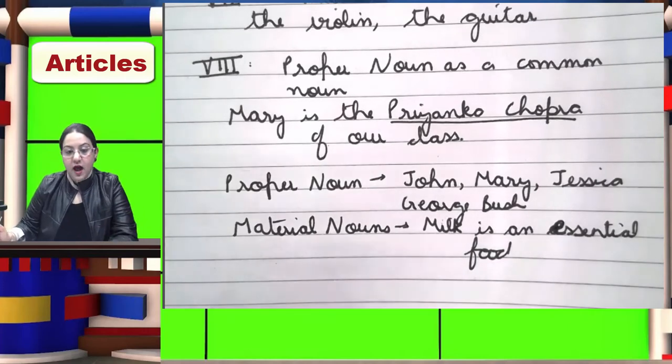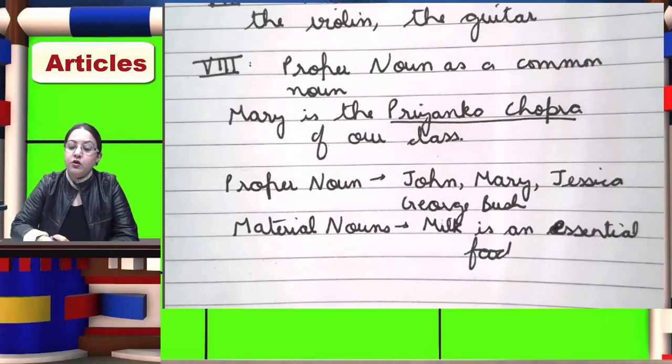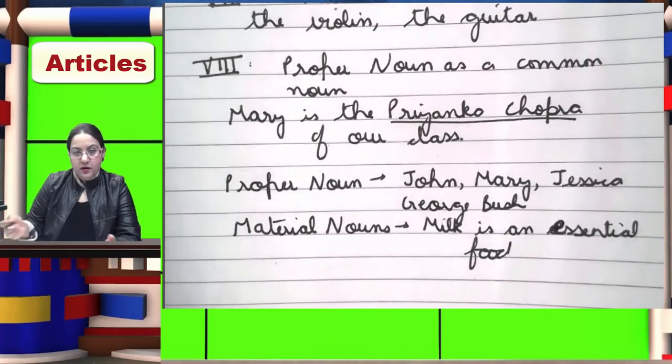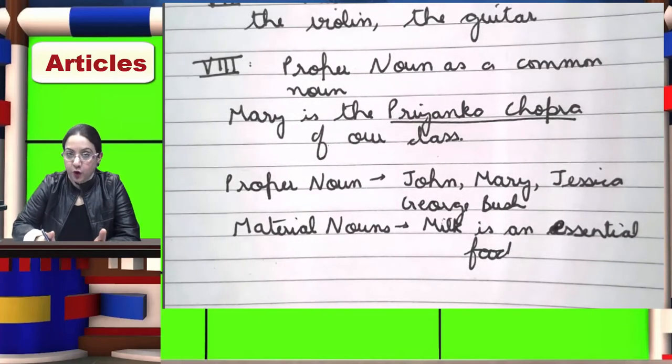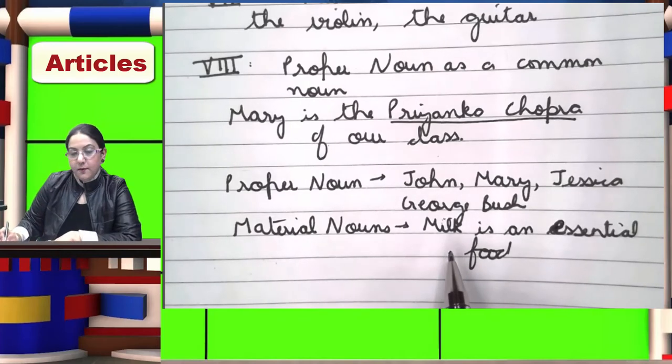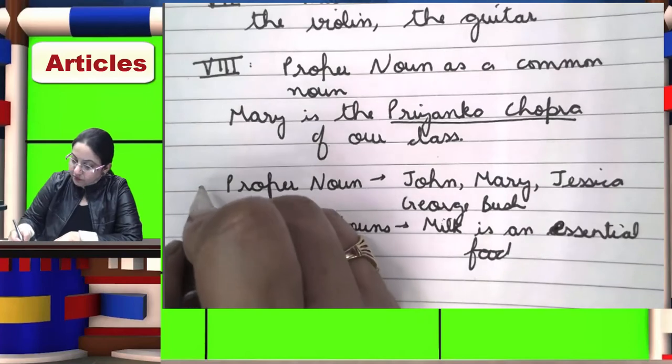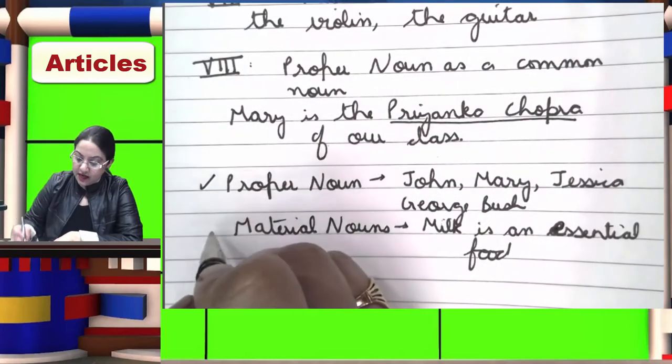Milk is an essential food. I will not say a milk. I will not say an milk. A and an I cannot use with milk, and the I am not going to use. So when I am talking about milk, that is a material noun, I am not going to use any article. With proper nouns, I am not using any article.